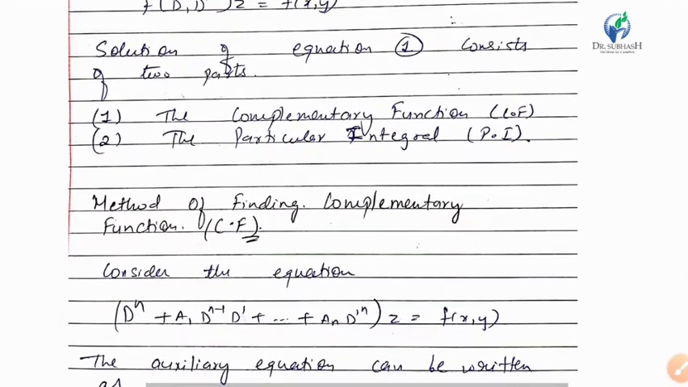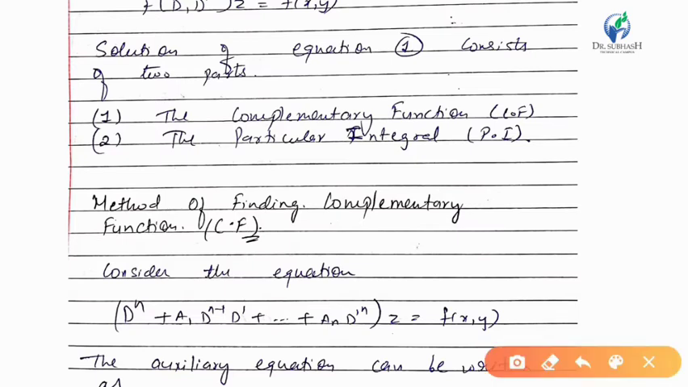Now the solution of this equation consists of two parts. One is complementary function, that is CF, and the other one is particular integral, that is PI. First we will learn the method of finding complementary function. Now consider the equation D^n + a1 D^(n-1) D' + up to an D'^n z = f(x,y).